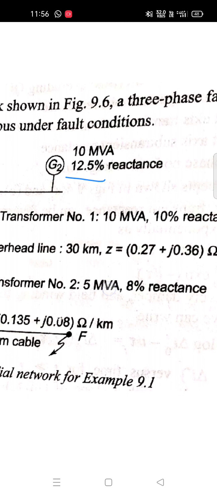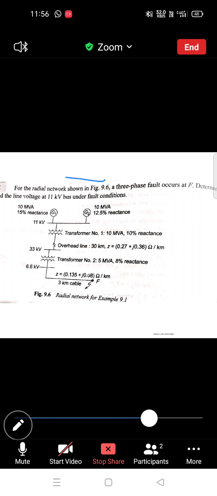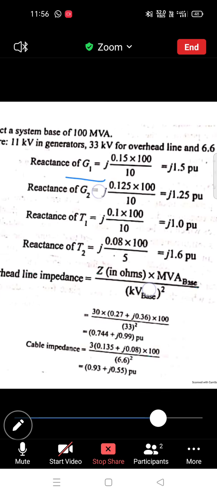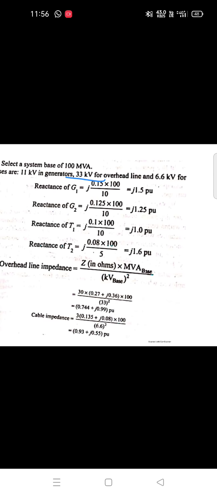Similarly, for the reactance of generator 2, the actual rating is 10 MVA and the percentage reactance is 12.5%. So 12.5% into the base MVA, which is 100, divided by the actual MVA. Here we get 1.25 per unit.